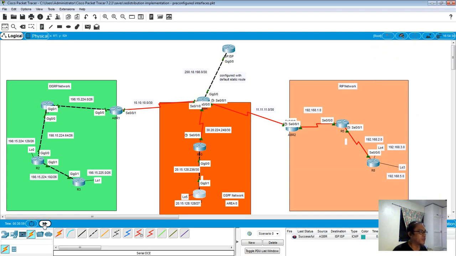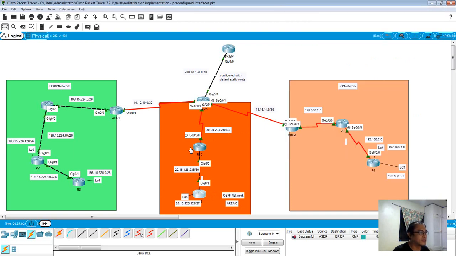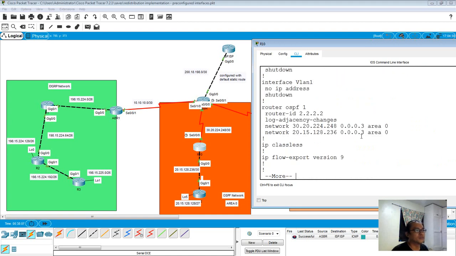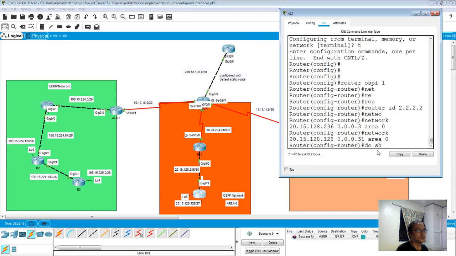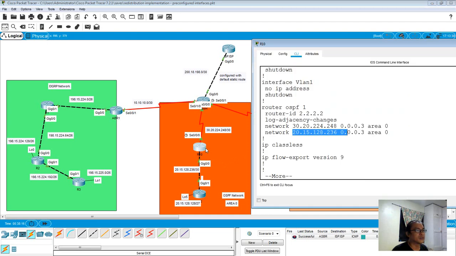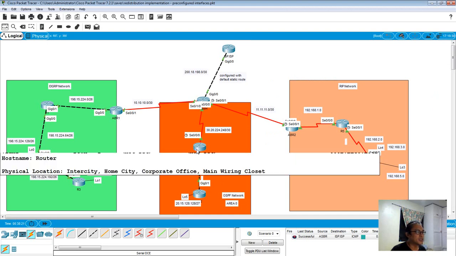Let's try to fast forward this. Let us see if it has formed an adjacency yet. It takes a long time to form adjacency. So about this. Okay. Do show run. So it is already there. 20.15.236 area 0. Do show run. Okay, 20.15 the 236. 236 0.0.0.3. Okay, so they are the same, but the problem is they cannot see each other's OSPF.